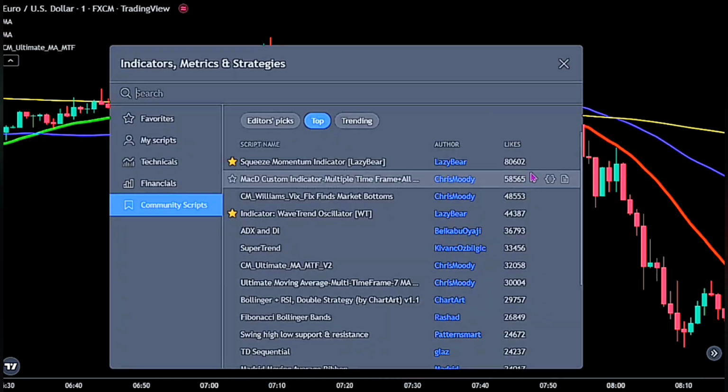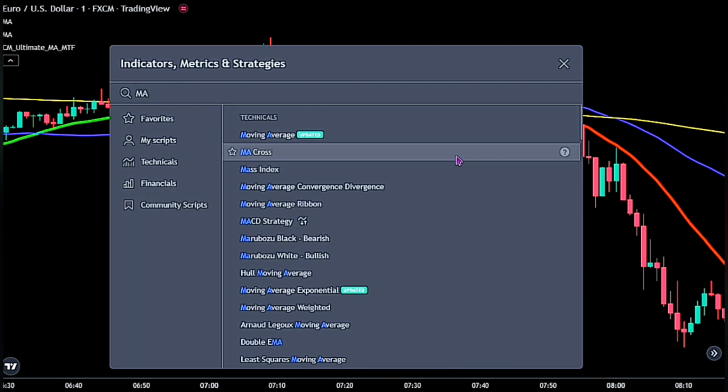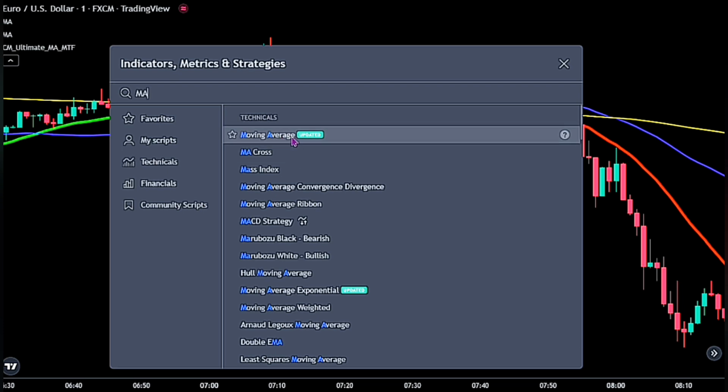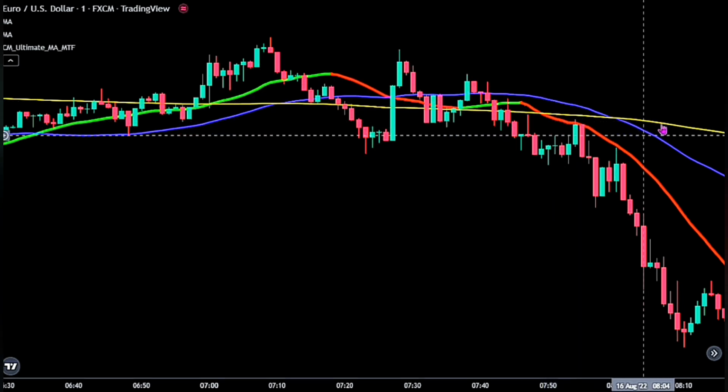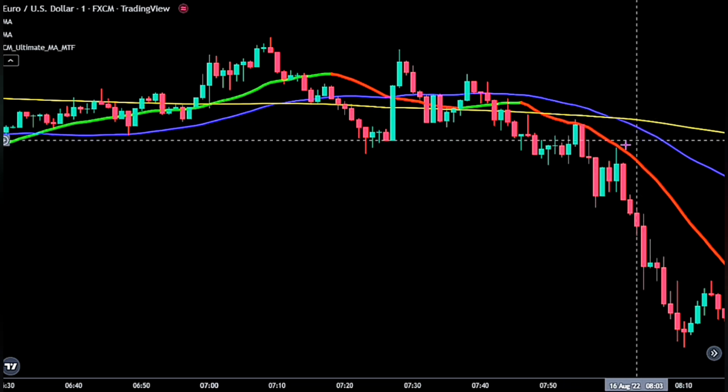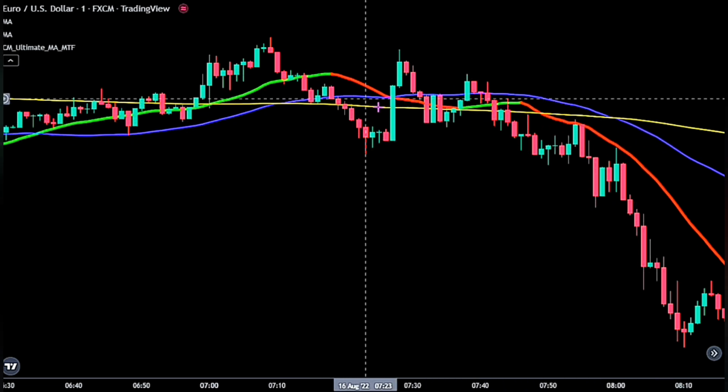Okay, now, for the first indicator, we have the moving average. There are different types of moving average. So we have just this simple moving average and we added 2 of these to our chart. And here are the indicators on the chart, colored in blue and yellow. For the third indicator that changes color, we have the Chris Moody Ultimate Moving Average.